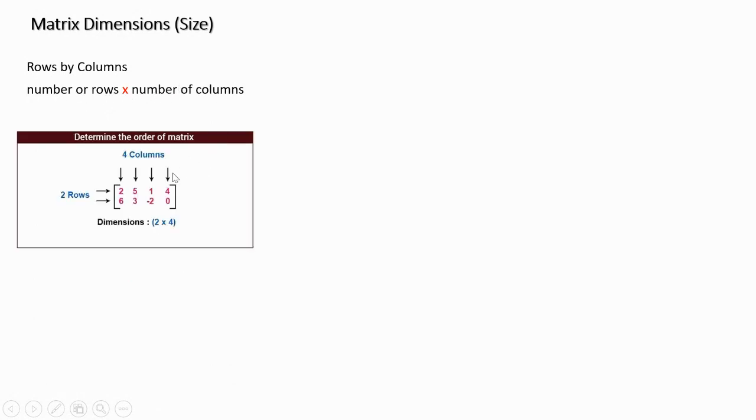Okay, now comes the matrix dimensions or the size. Rows by columns, right? So the first is going to be the rows and then the columns. Number of rows times number of columns. So for example, these are 2 rows, right? 2 rows and 4 columns means it's a 2 by 4 matrix.